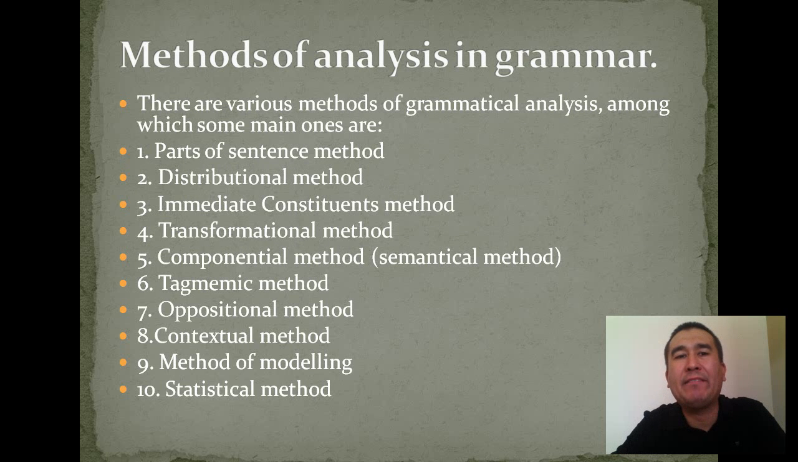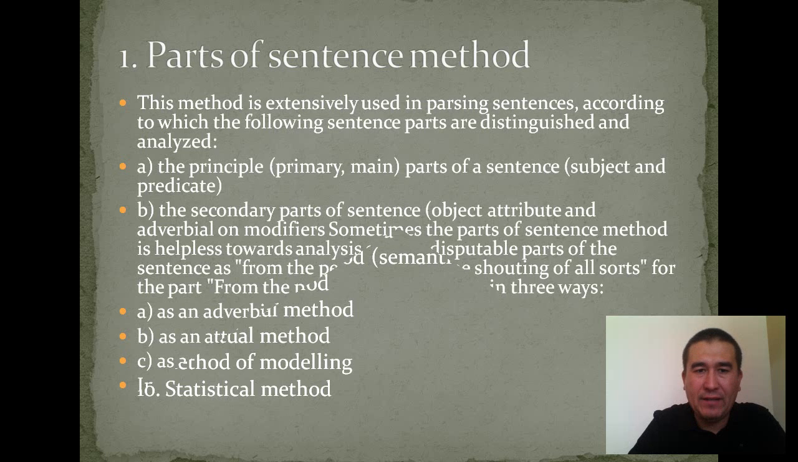Okay, now we have come to methods of analysis in grammar. There are various methods of grammatical analysis, among which some main ones are: first, the parts of sentence method; second, the distributional method; third, the immediate constituents method; fourth, the transformational method; fifth, the componential method; sixth, the tagmemic method; seventh, the oppositional method; eighth, the contextual method; ninth, the method of modeling; and the last one, the statistical method. Let's consider them one by one.